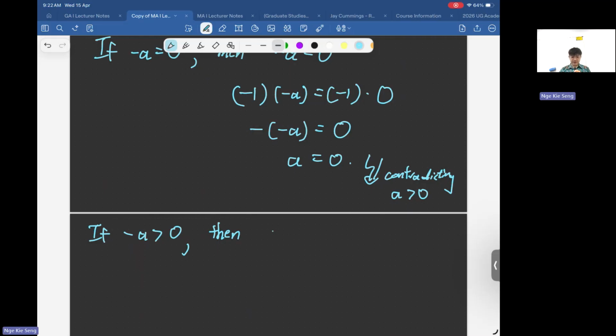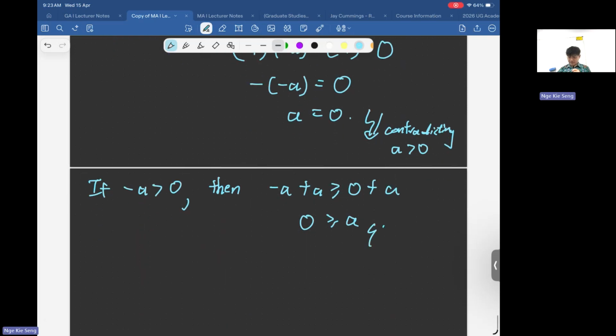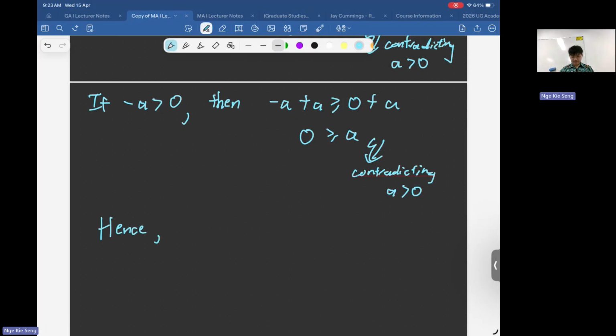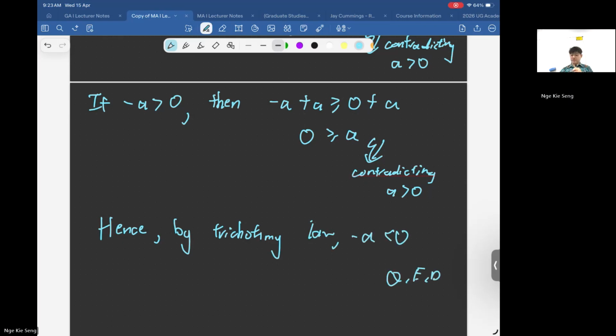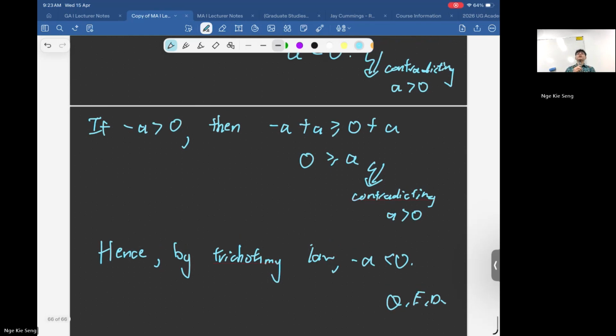Yes, good. So we can add A on both sides. Then you get 0 on one side and A on the other side. Then this is again a contradiction, contradicting A greater than 0. No matter whether A is less than 0 or equal to 0, it is not greater than 0. So by the trichotomy law, the only case that could happen is minus A is less than 0. Does it make sense?